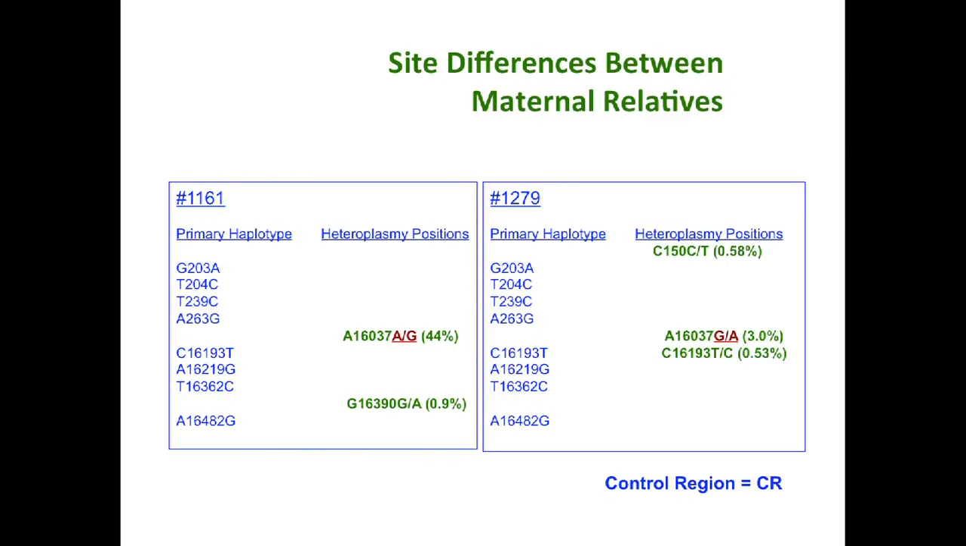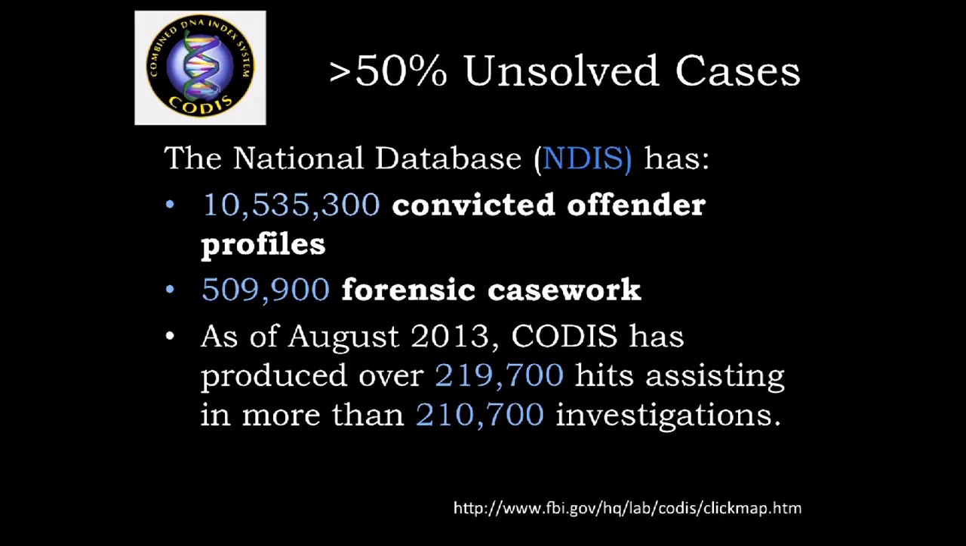Because now we might be able to differentiate between maternal relatives. We are actually beginning to see these differences even between siblings and children of their mothers. So this would be great. We could maybe get finer differentiation with this mitochondrial DNA if we're able to use next-gen sequencing. So that's what his research is looking at.